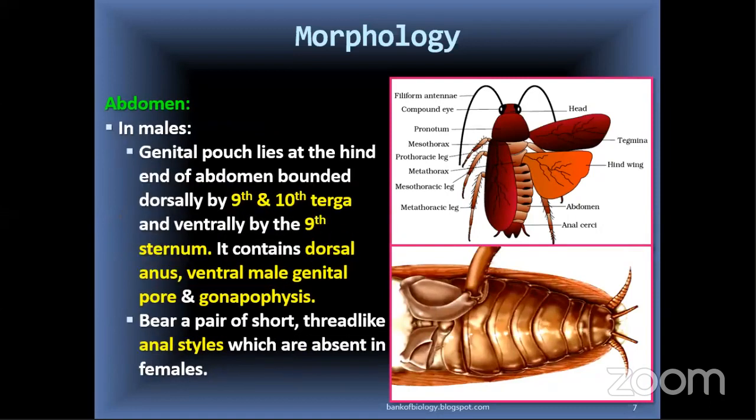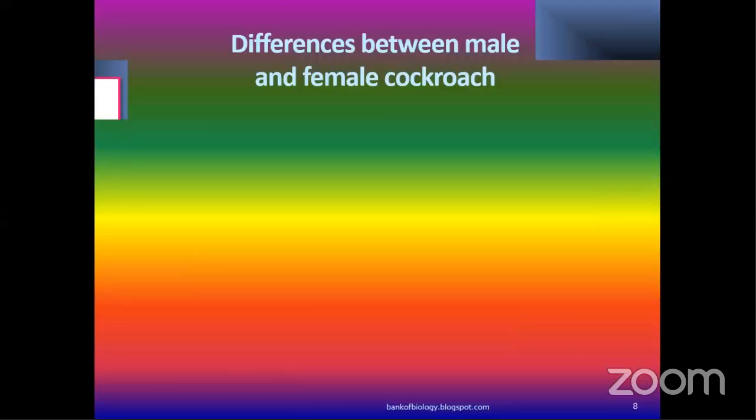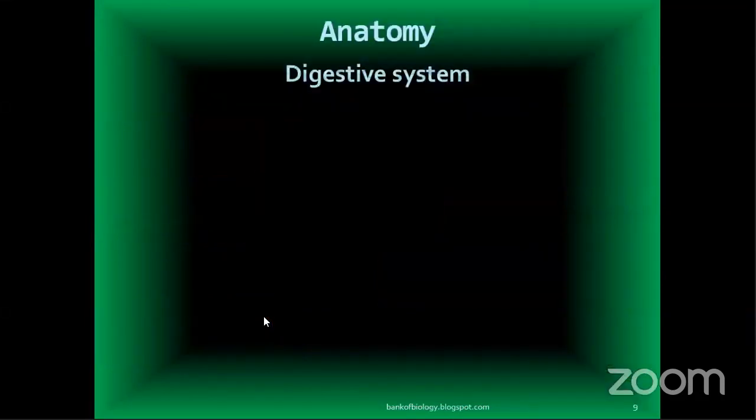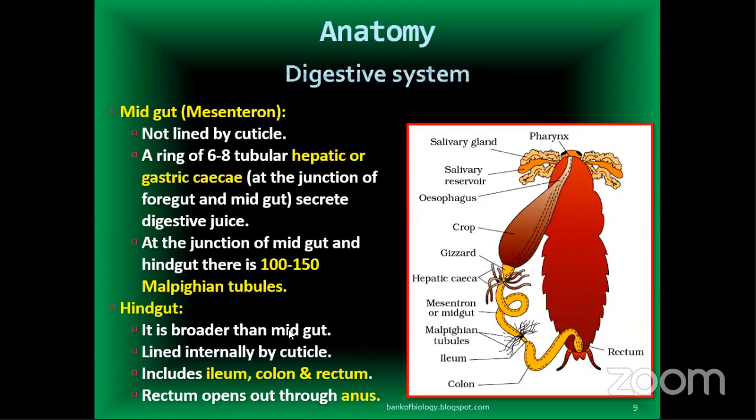So remember this. You can differentiate male and female cockroach based on the anal styles and also the size. Larger size, smaller size. Wings extend beyond the tip of the abdomen, they do not extend beyond the tip of the abdomen. Narrow abdomen, broader abdomen. Anal styles present, anal styles absent. This is very important. So just by looking at it, you can find out whether it is a male or a female. Then digestive system.